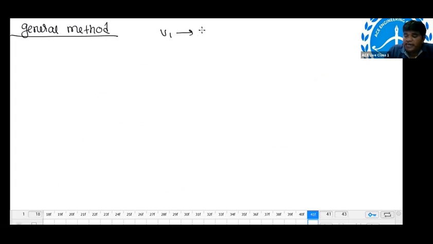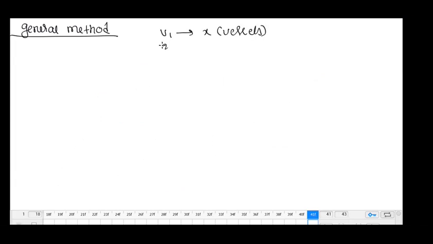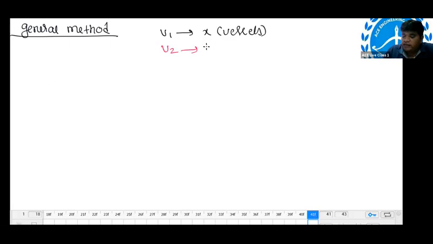Vessel 1, you take X vessels. Sir, same thing we can do water wise also. Vessel 2, you take Y vessels. Yeah, okay. General method: first vessel you take X vessels, second you take Y vessels.